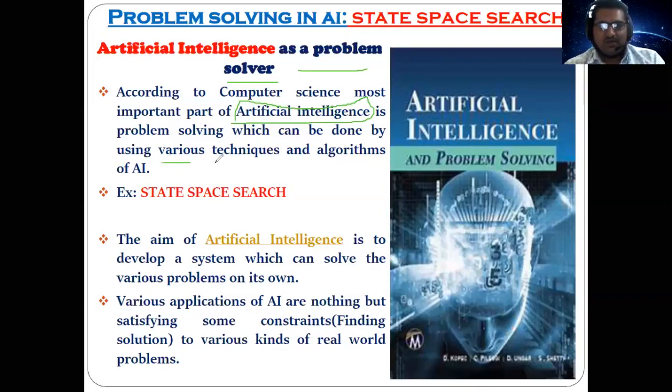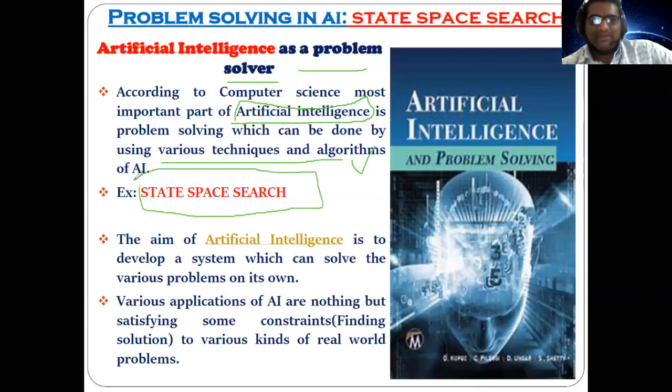Now here I have made the point. To solve this problem, artificial intelligence has different kinds of techniques, or different kinds of algorithms available. And one of the most popularly utilized is the state space search. The name of that algorithm, or technique, is what?